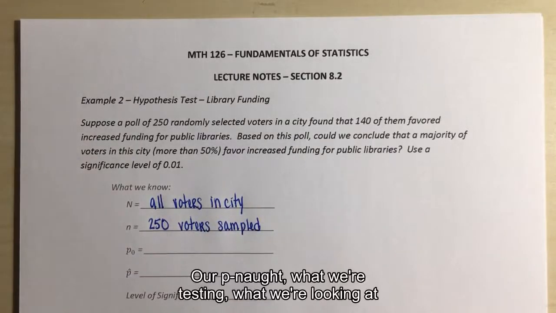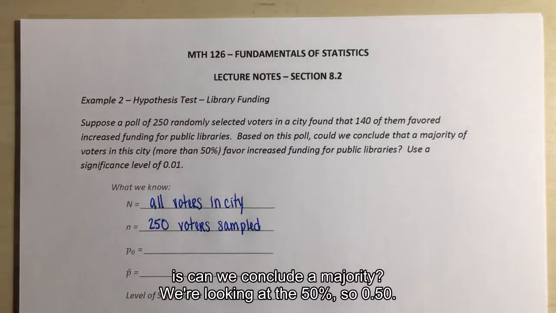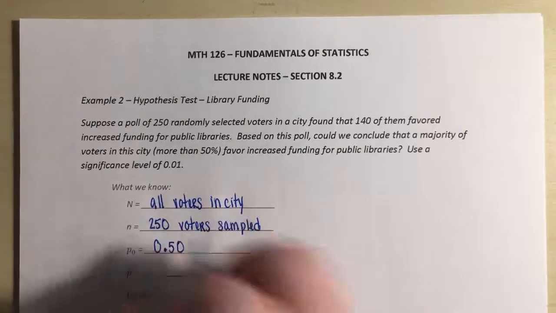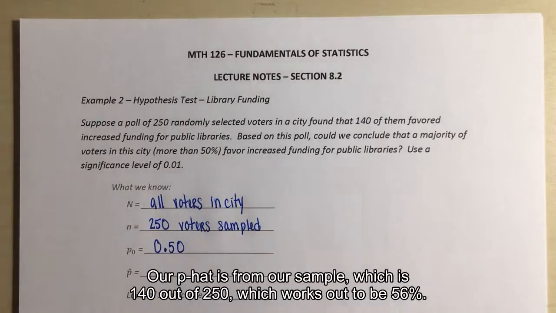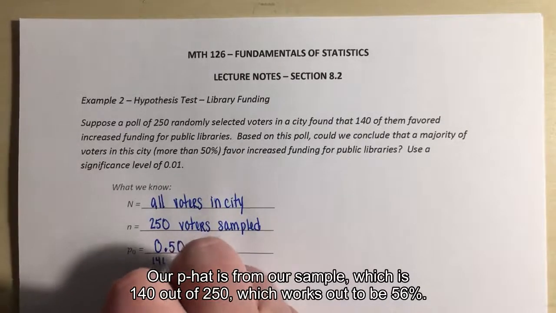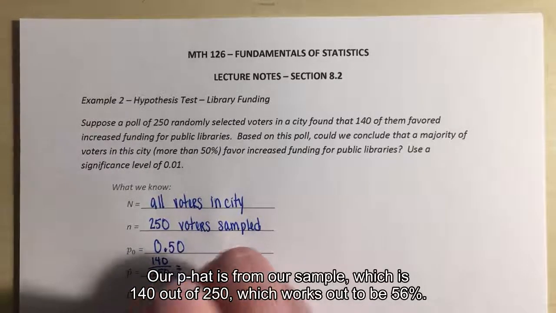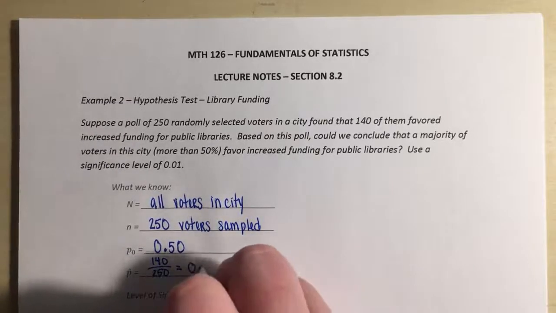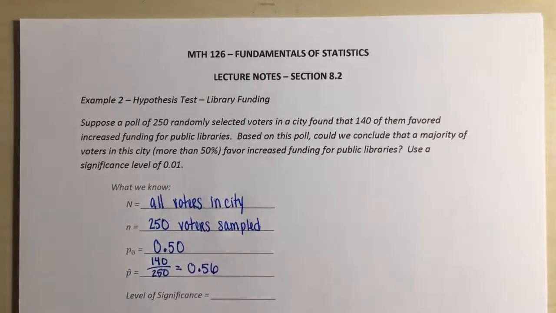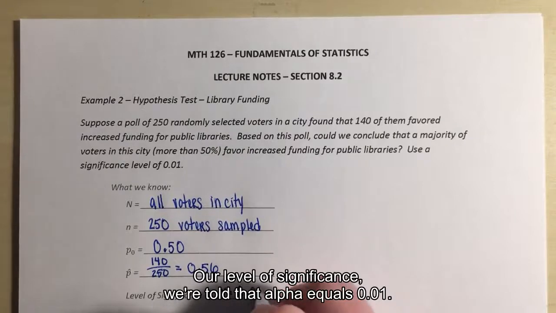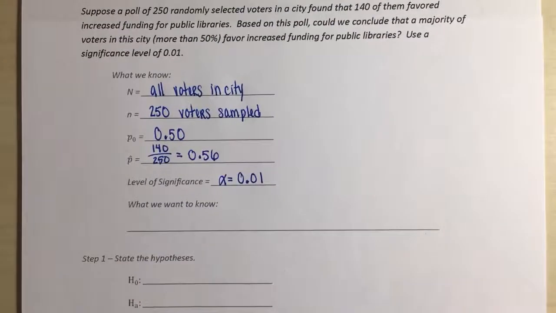Our P naught, what we're testing, what we're looking at is, can we conclude a majority? So we're looking at the 50%, so 0.50. Our P hat is from our sample, which is 140 out of 250, which works out to be 56%. Our level of significance, we're told that alpha equals 0.01.